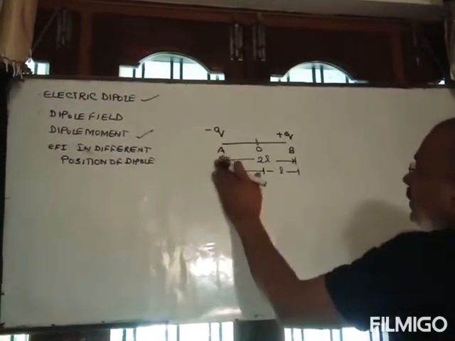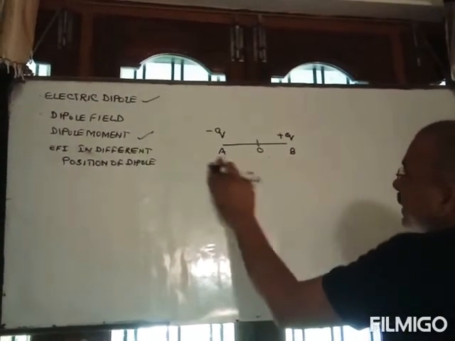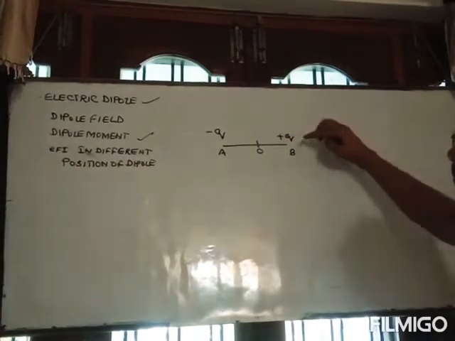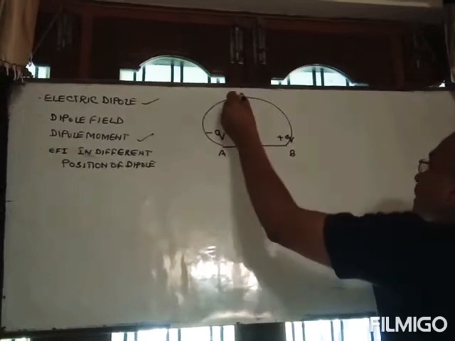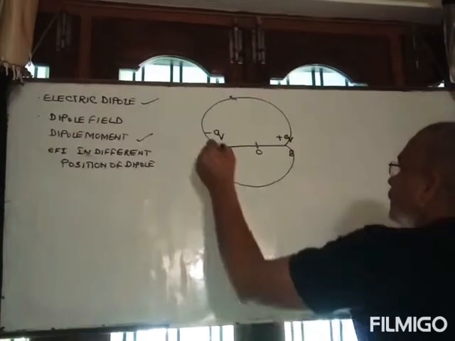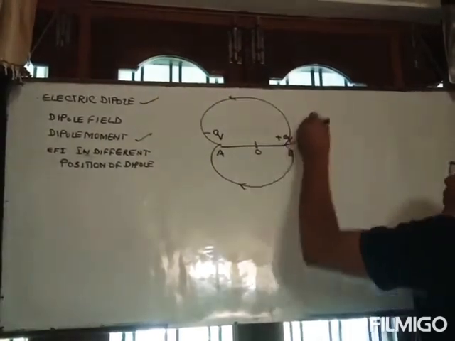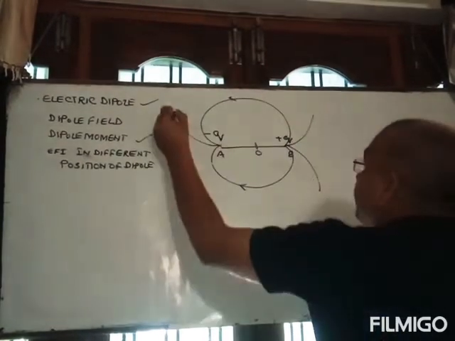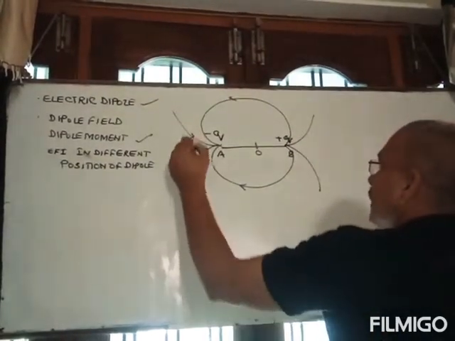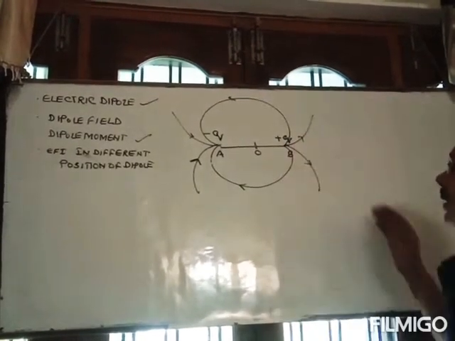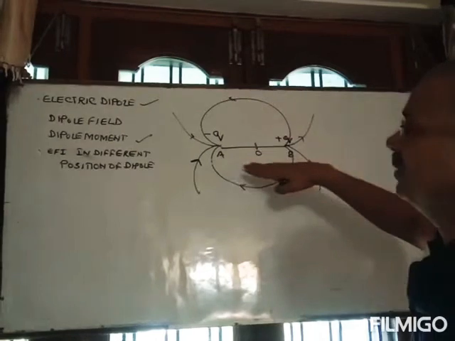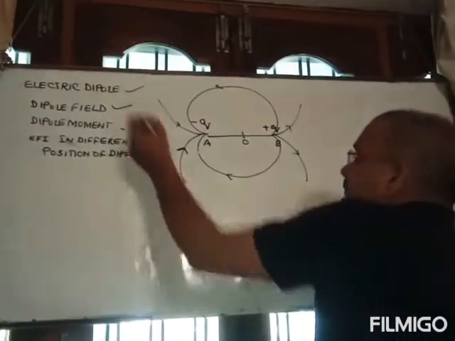Then dipole field. Suppose it is an electric dipole, and as you know, from the plus Q charge electric lines of force emerge and they end at the negative charge. So an electric field is developed around the dipole. This produced electric field is called the dipole field.